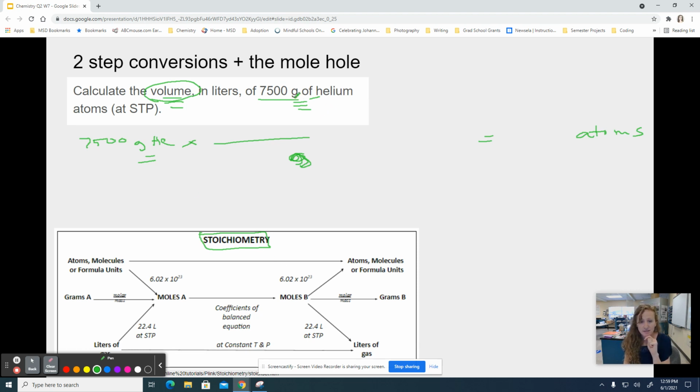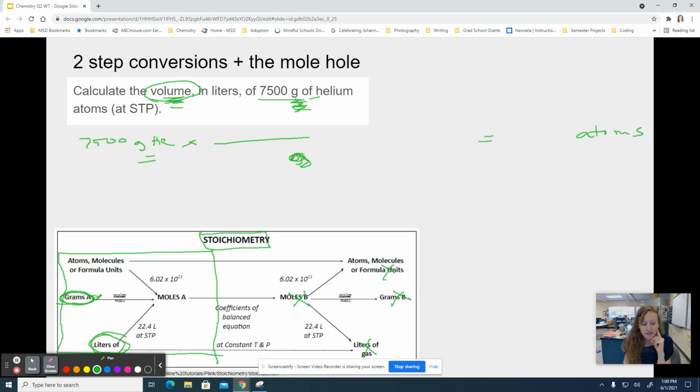And the way this is going to help is you can circle where you're starting. We're going to start with grams of helium, and we want to end in liters of helium. So notice I'm going to stay on this side of the chart. If A is helium, then I don't need any of these, because I'm never going to go out of anything but helium, right? So I'm going to start in grams of helium. I'm going to end in liters of helium.